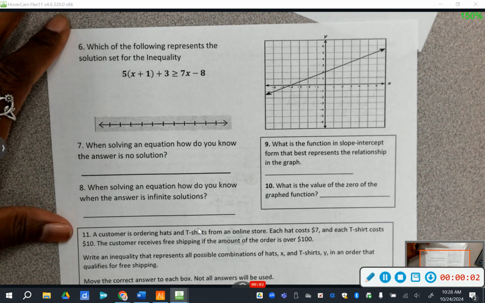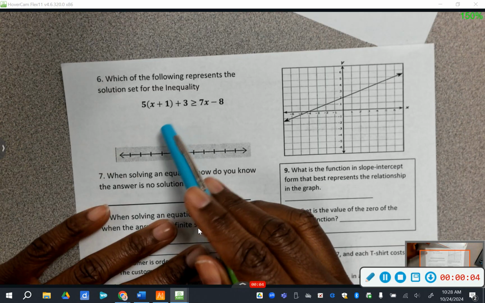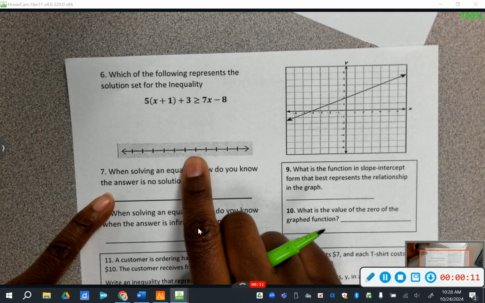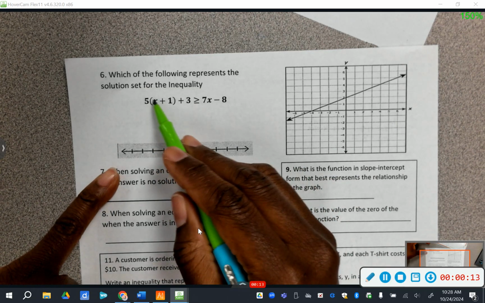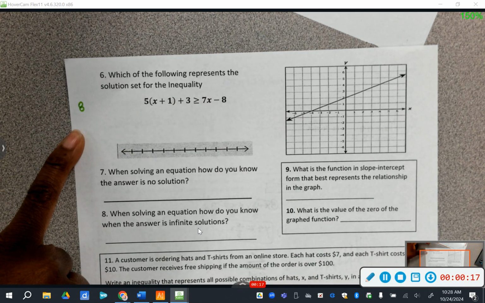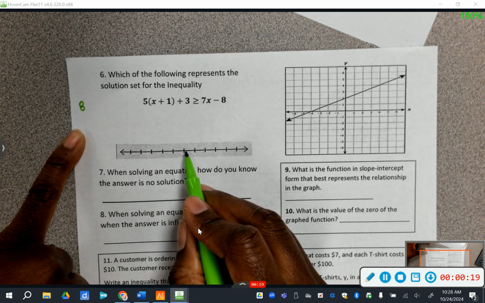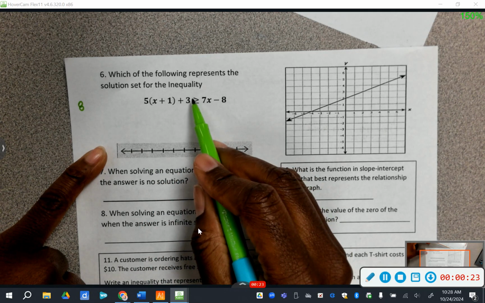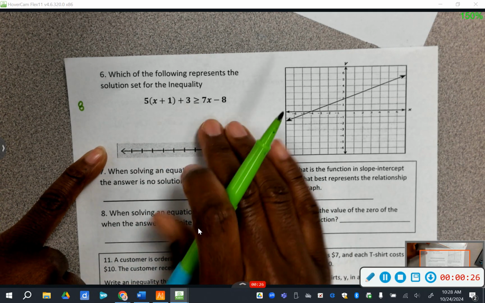Alright, so this is the back of the test review. Now for this one it says, which of the following represents the solution set for the inequality? This is one of the ones that you are going to have to show your work on the test, because if you just try to use Desmos to help you, all you're going to get is an 8. So we know 8 is the solution, but we don't know which way the arrow goes. You might know what type of circle it is, but you're not going to know which way the arrow goes until you solve it.